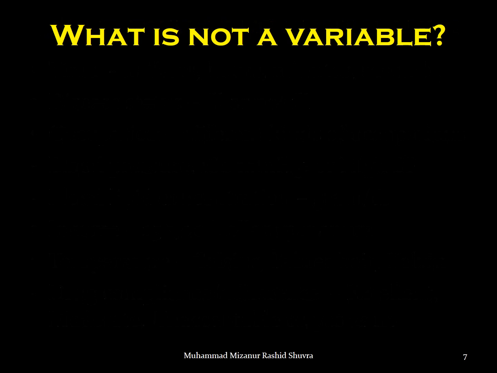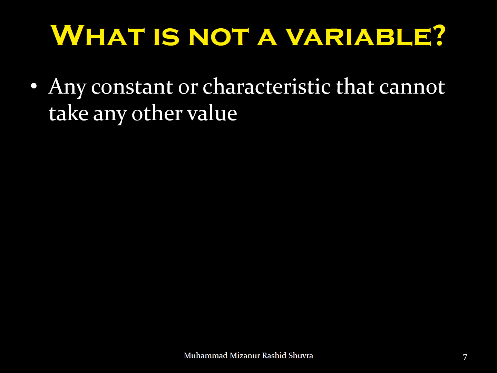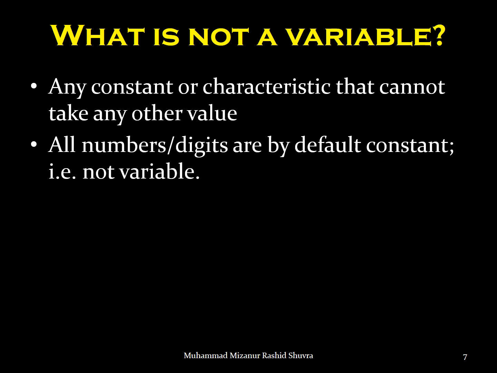So what is not a variable? Well, any constant or characteristic that cannot take any other value, right? All numbers, digits that you're looking at are not variables. They're constants. So you say, blood pressure 120 millimeter mercury. That 120 millimeter mercury is not a variable. That's a constant. But the concept of a blood pressure is a variable.